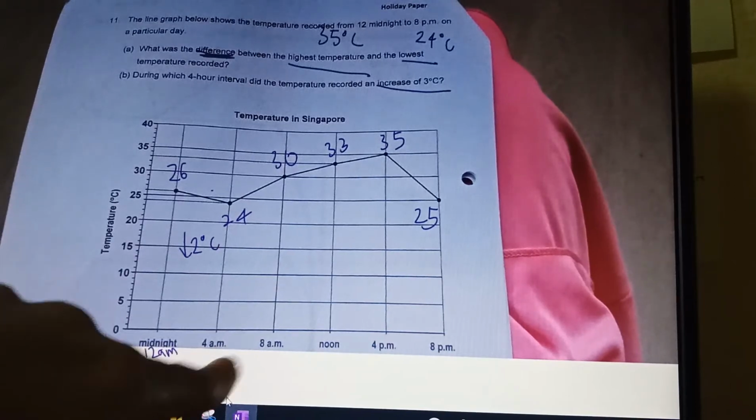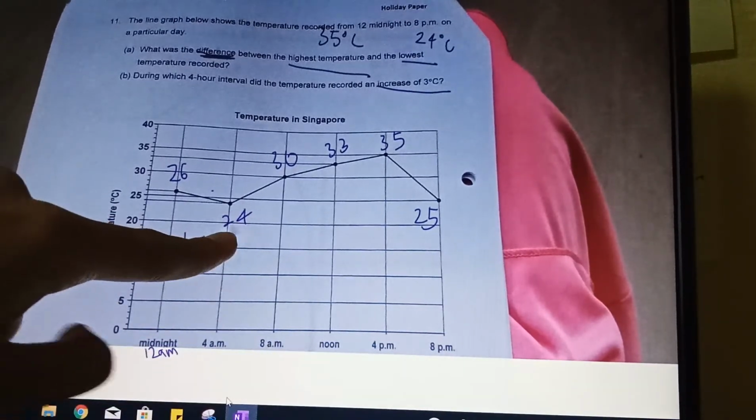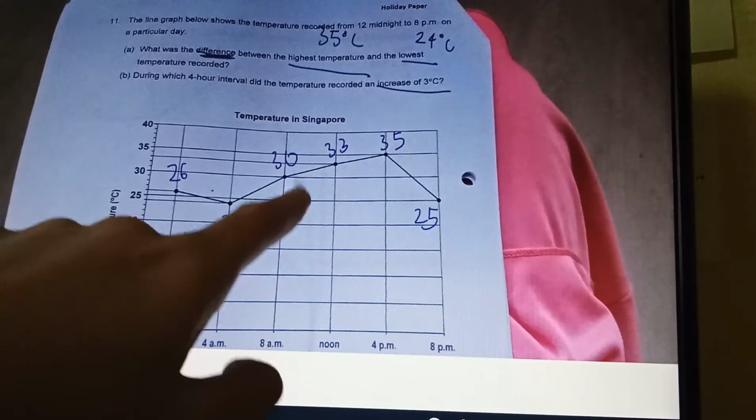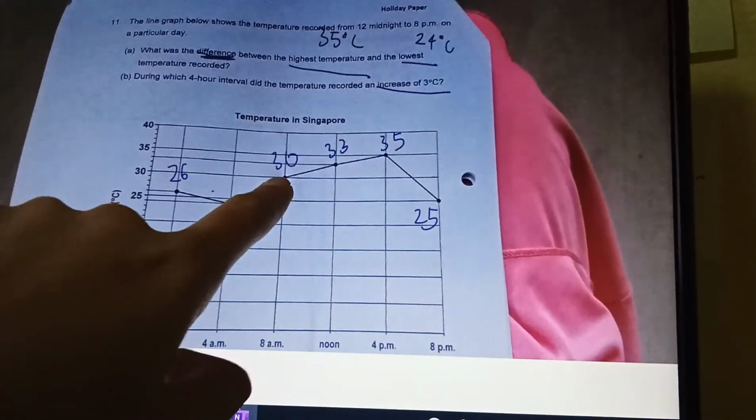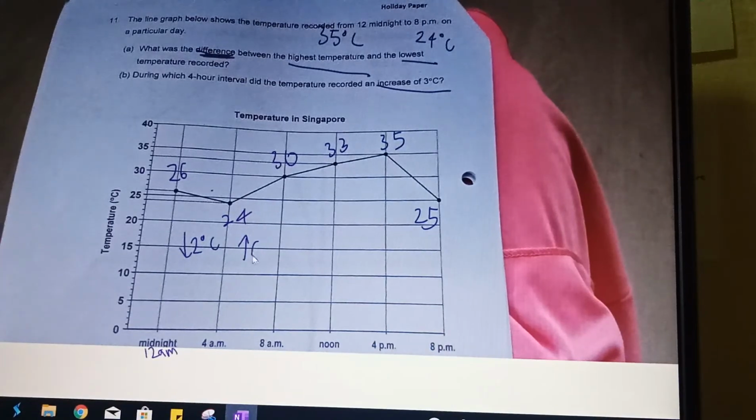So now let's look at 4 a.m. to 8 a.m. From 24 to 30, there's an increase, right? There's an increase of how many? From 24 to 30, increase of 6 degrees.